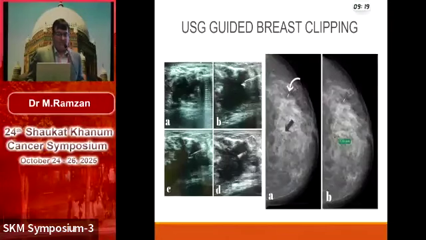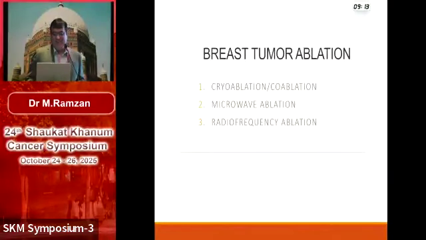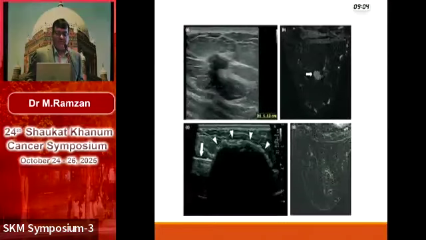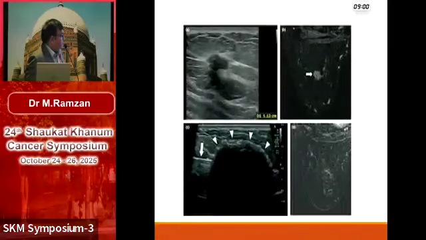Clipping is already discussed a lot. I will not say anything. But we don't have fancy equipment here like you, Sarfraz. And as I said, we can do cryo, micro, or radiofrequency ablation for benign and some selected cases of malignant tumors. This is one of the examples of tumor ablation.